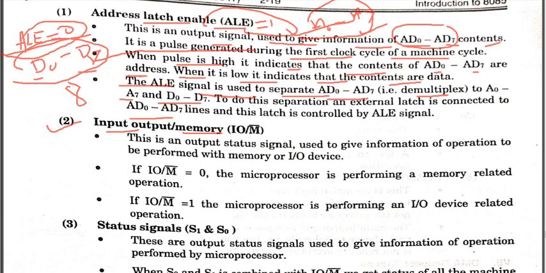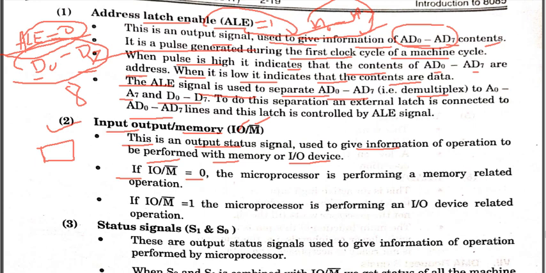Next one is the input output memory bar, that is IO/M bar. This will be the output signal used to give the information of the operation performed with the memory and IO device. So the devices connected to the 8085, that is input output and memory operations, that operation is performed by this IO/M bar signal.